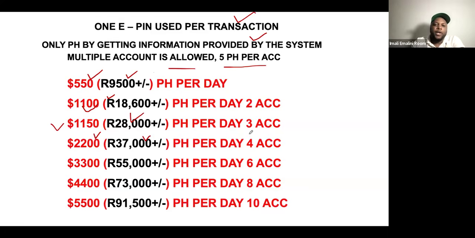Of course, you're looking at maybe 4 accounts, 3 accounts, 2 accounts if you wish, or 1 account marathon. That's up to you. $3,300, that is inclusive of e-pins, that is of course 55,000 rands, plus or minus. And $44,000 is plus or minus 73,000 in ZAR. Then you're looking at $5,500, that is plus or minus 91,500 in ZAR, or any amount you can double it after 15 days.